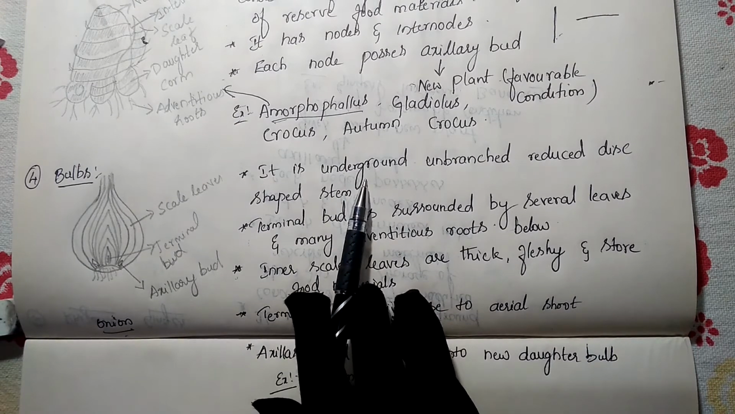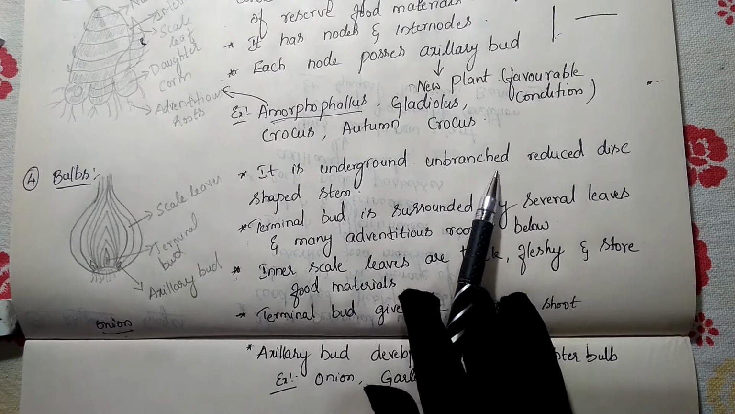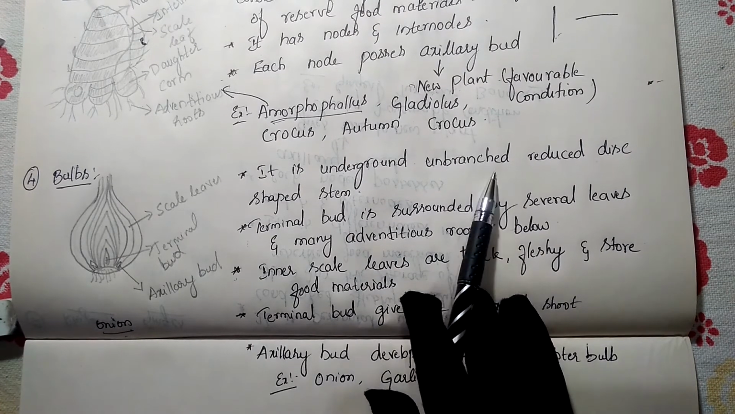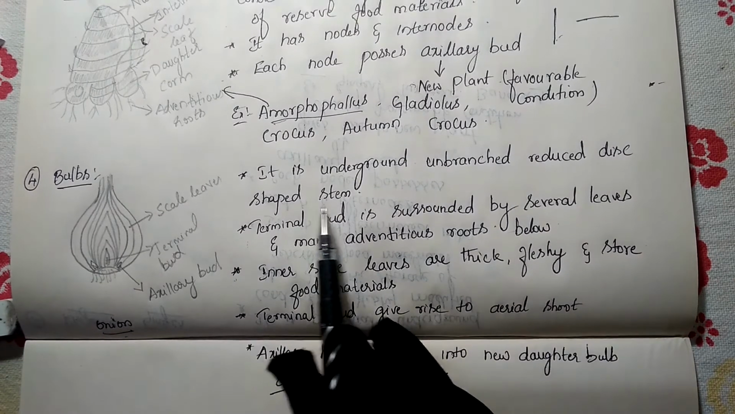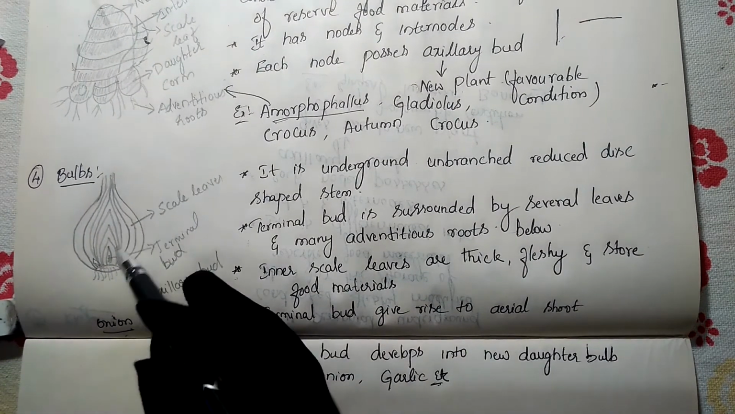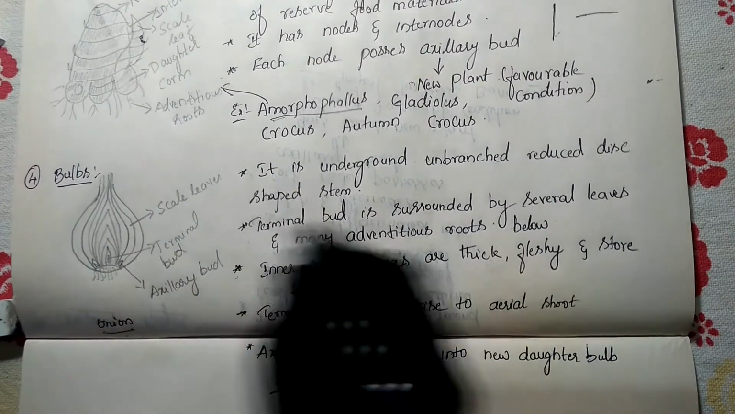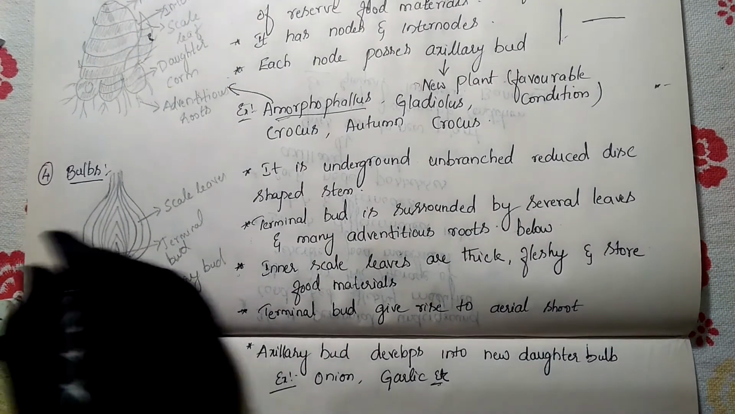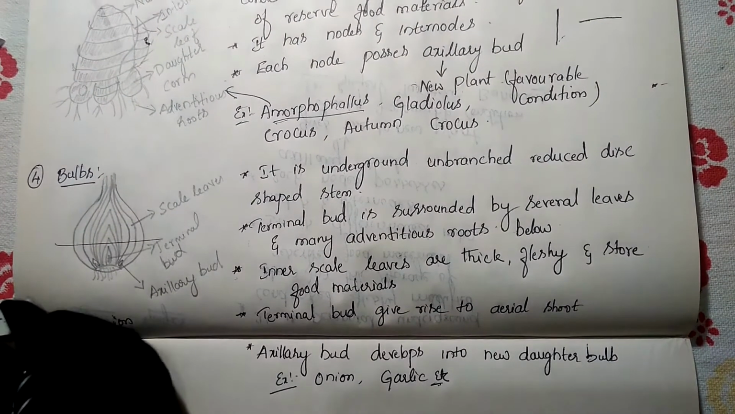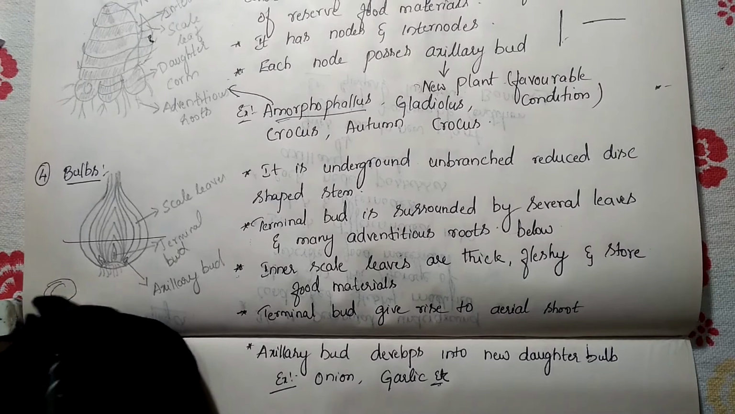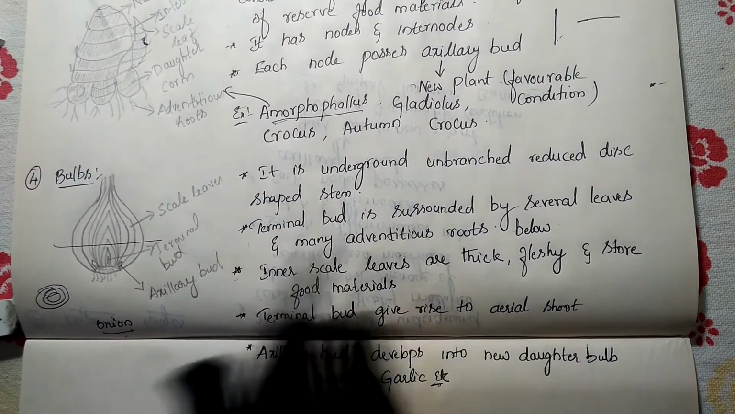So it is a stem which grows inside the soil, that's why it is mentioned as underground, and it is unbranched in condition. It will not show any branches, and it is present in the form of a reduced disc-shaped structure. If you cut the onion horizontally like this, we will find a number of disc-like structures here. That's why it is a reduced disc-shaped stem.